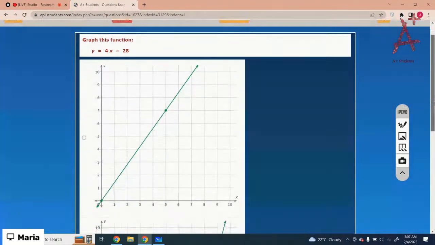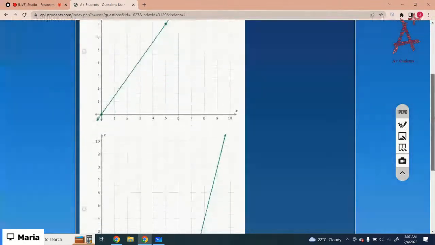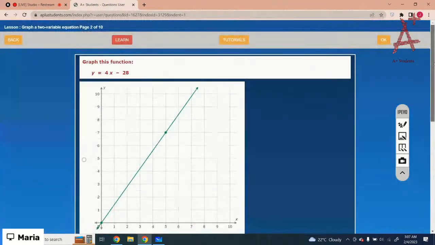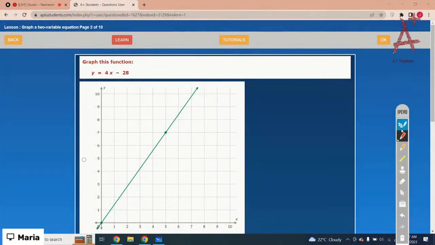Okay, the next one is y equals 4x minus 28. Let's just start with the different points to plot. I'm going to put x equals 7, because I just want all the points positive. I know that 4 times 7 is 28 and 28 minus 28 is 0. That's why I'm starting the points from 7.